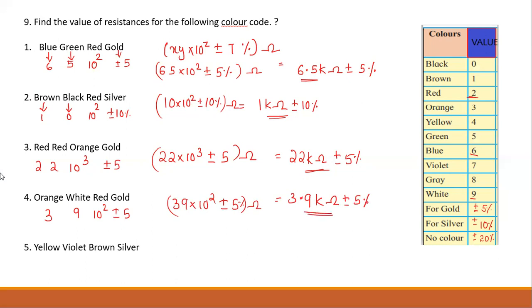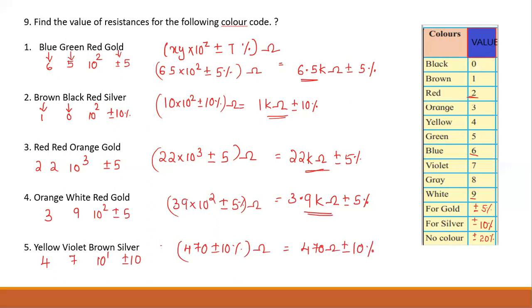Next is yellow. Yellow is 4. Violet is 7. Brown. Brown is 10 raised to 1 will come. Silver is plus or minus 10. So we can write this as 47 into 10 raised to 1, which is 10 only. So 47 into 10 is 470 plus or minus 10%. That is equal to 470 ohm plus or minus 10%. I hope you all understood this solution.